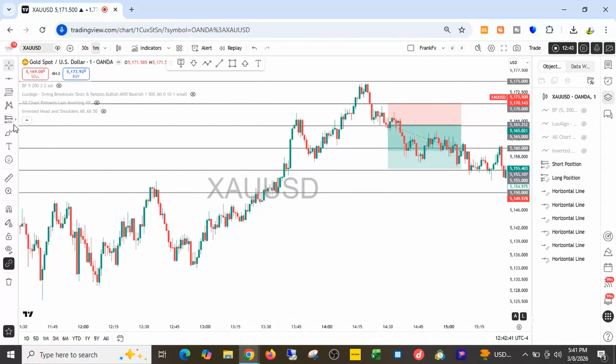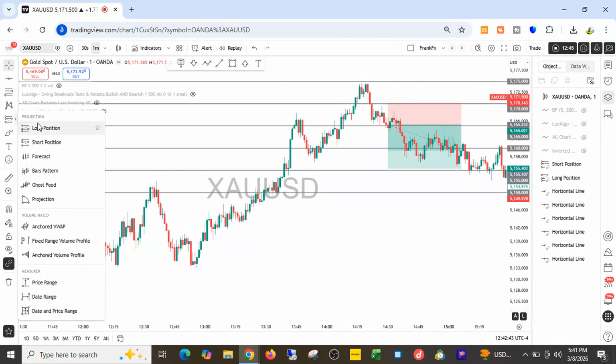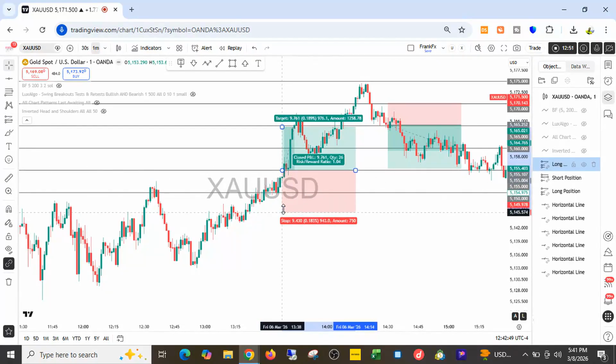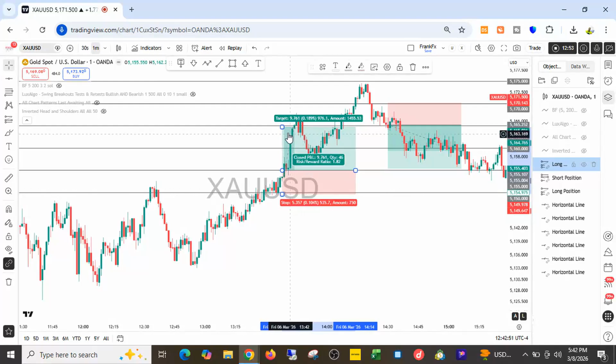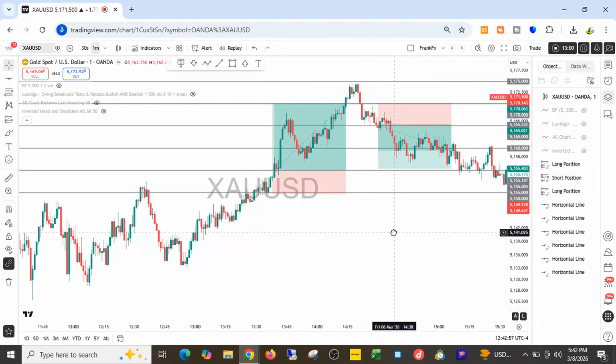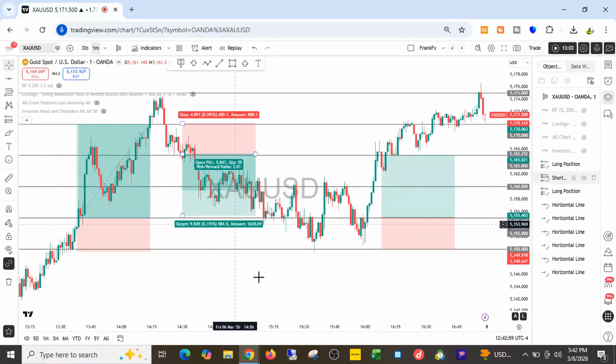Let's say that we want to buy this place here. Let's say this place, and make our stop loss 50 pips and target 100 pips. You can see that we are in the gain. So it depends on how you want to do it, guys. It depends on how you want to.